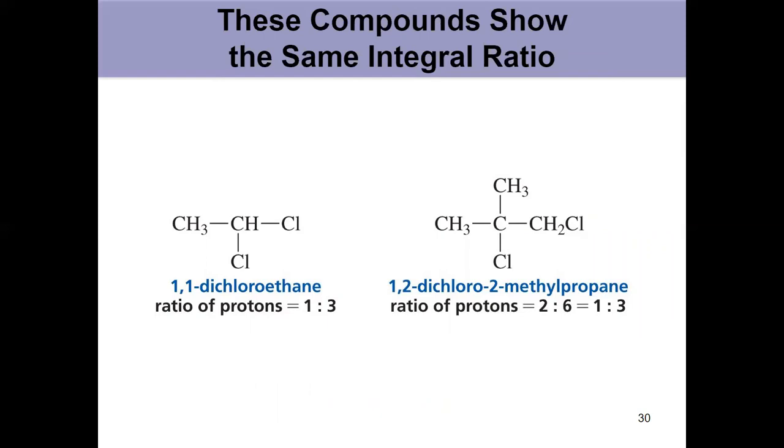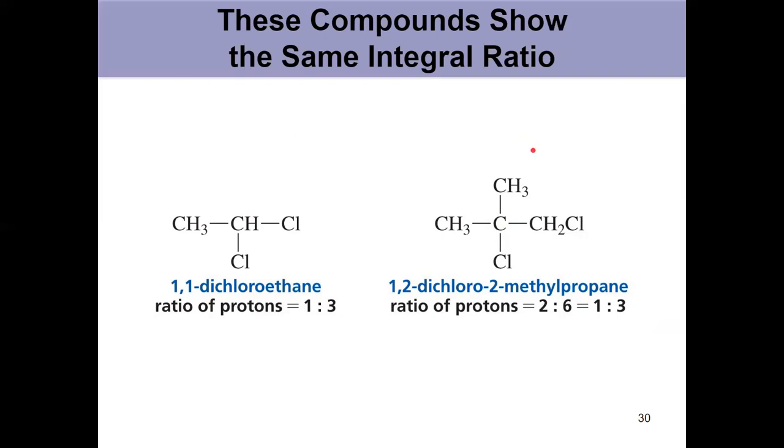Okay, it is a ratio. These two compounds are going to show the same integral ratio, even though they're different. Okay? Both only produce 2 signals, and they're going to appear when we take the integral of the peaks as 1 to 3. And for 1,1-dichloroethane here on the left, it is 1 proton to 3 protons. Same integral values will show over here for 1,2-dichloro-2-methylpropane, but again, it's a ratio.